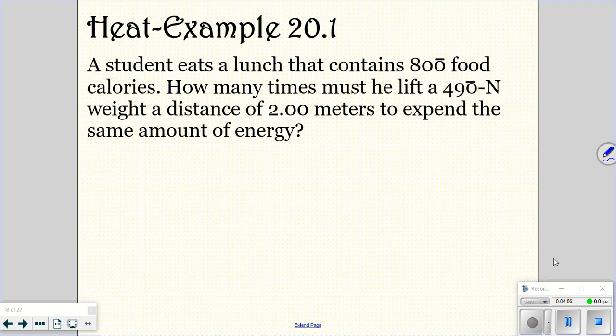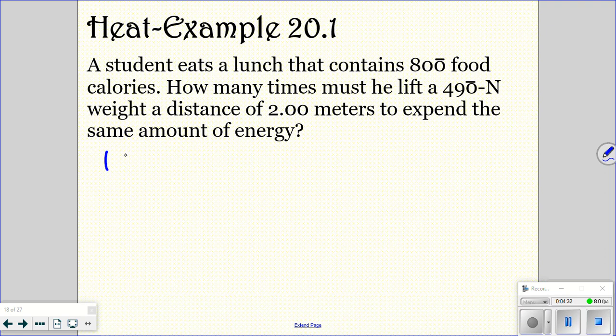So let's look at an example. A student eats a lunch that contains 800 food calories. How many times must he lift a 490 weight a distance of 2 meters to expend the same amount of energy? So we need to figure out how many joules that calorie is. So we're going to use our formula.